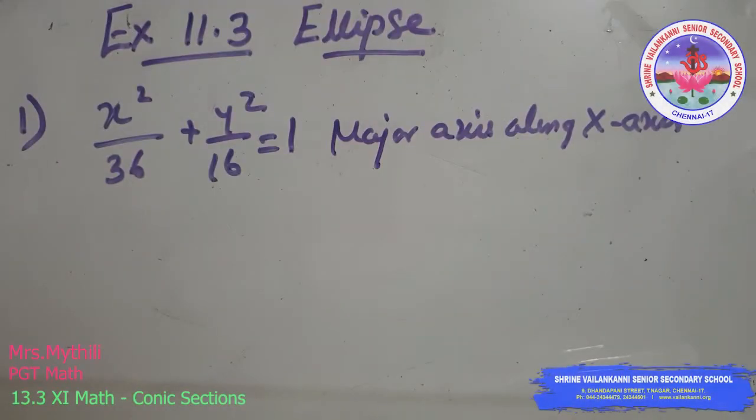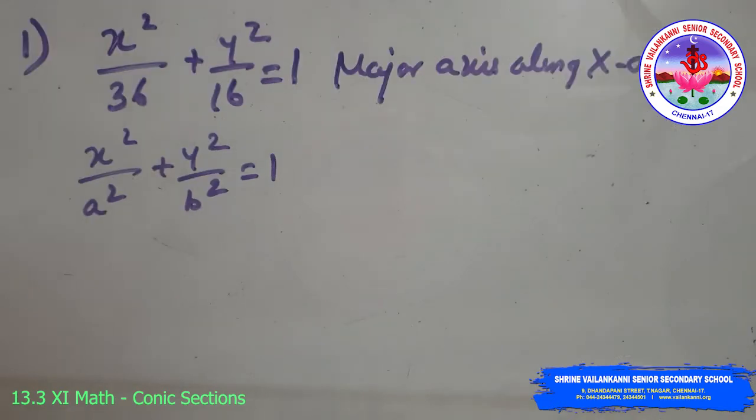Hello students, exercise 11.3 ellipse. So first question, we have to find the coordinates of the foci, the vertices, the length of the major axis and minor axis, eccentricity and lateral rectum of the ellipse x squared by 36 plus y squared by 16 is equal to 1.